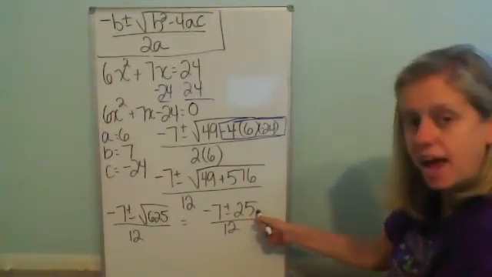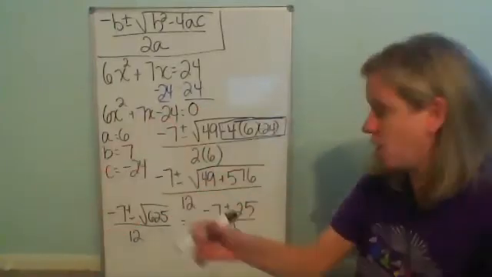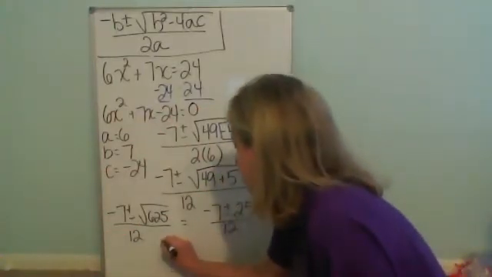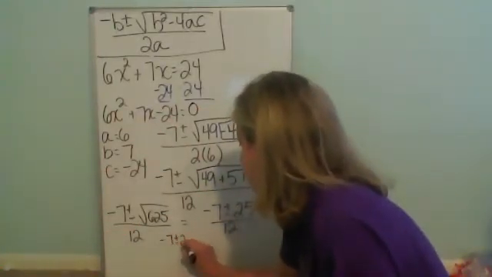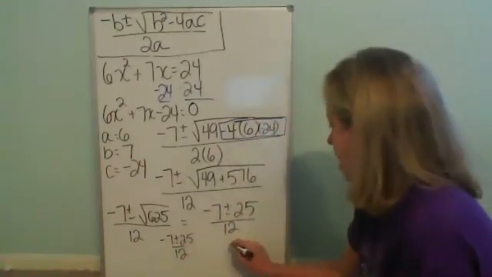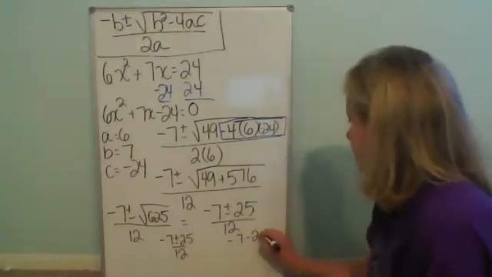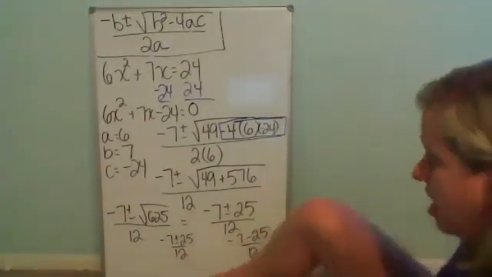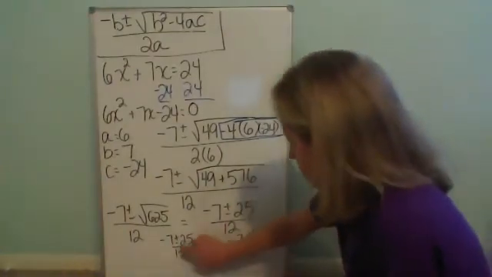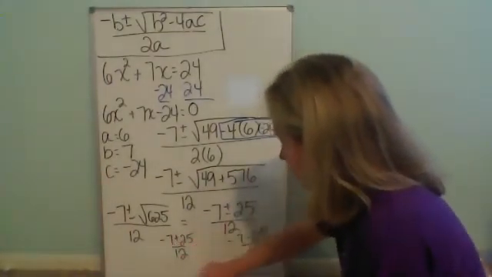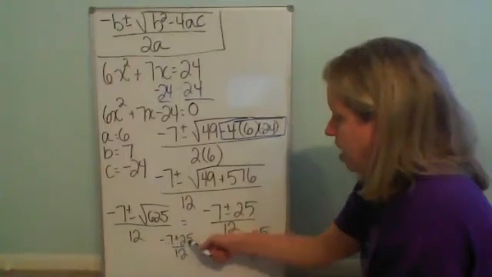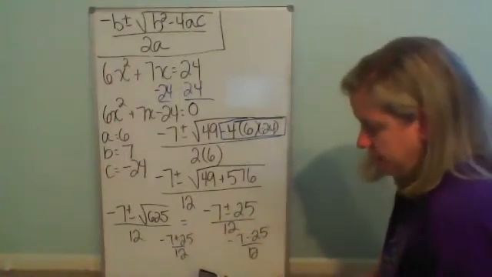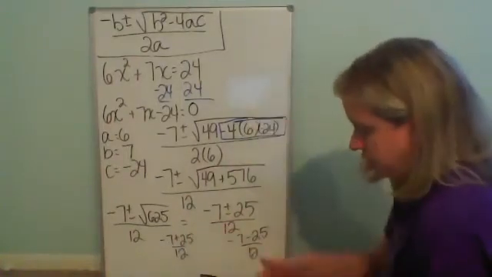Since this is not a radical anymore, that's when you split apart into your two different fractions. So -7 plus 25 over 12 and -7 minus 25 over 12, and then simplify those two. So -7 plus 25. Let's see, I want to type that in. I don't want to mess up.